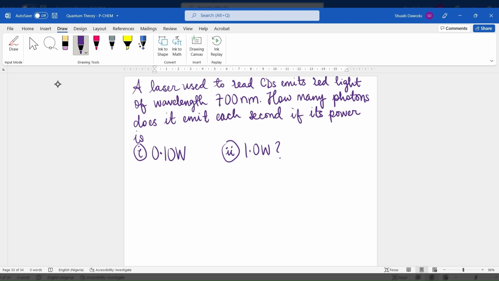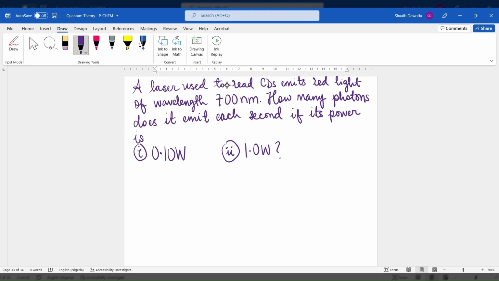Today we're going to be working on the question on the screen: a laser used to read CDs emits red light of wavelength 700 nanometers. How many photons does it emit each second if its power is 0.10 watts and if the power is 1.0 watts? Whenever I see a question like this, where you're asked to determine how many of something, you have to use your fundamental intelligence to solve it. It is not necessarily just formula. Formula does play a big role in it, but in order for you to even bring up the formula, you have to use your skills of mental math or just think about it critically and logically.